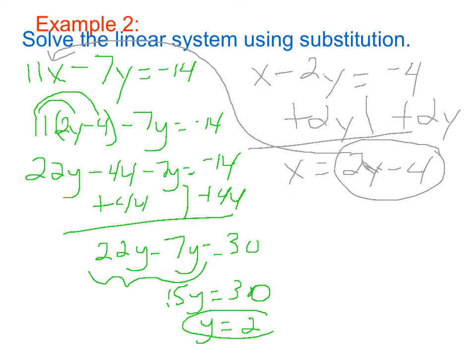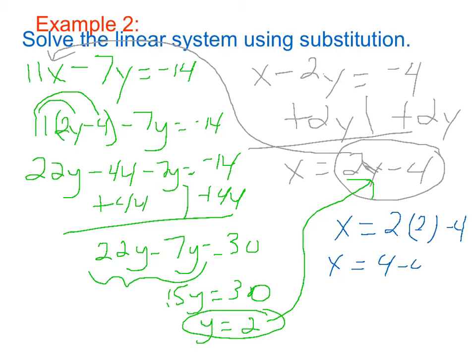I'm going to take that value and then plug it into this equation for y. So that when I do that, I then have x equals 2 times 2 minus 4. So x equals 4 minus 4, which equals 0. And we write our answer as an ordered pair with x coming first, y coming second. So I would have 0, 2 as my solution.